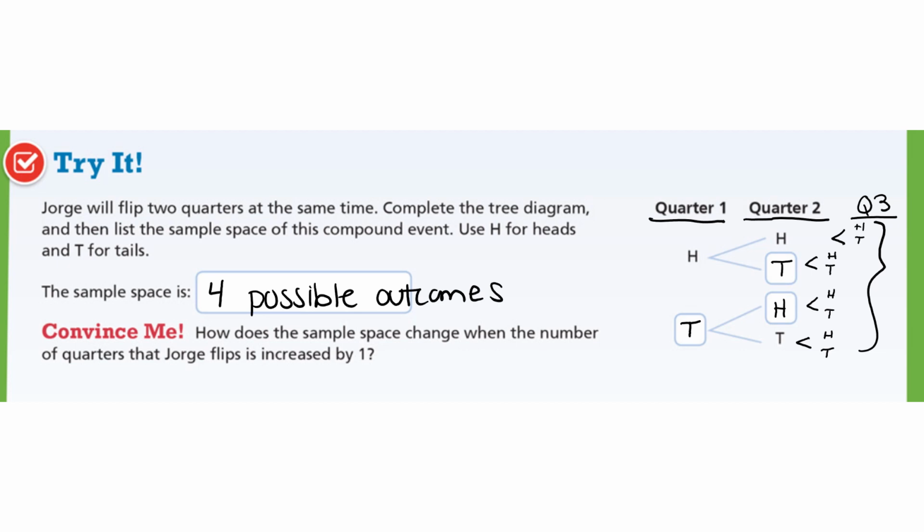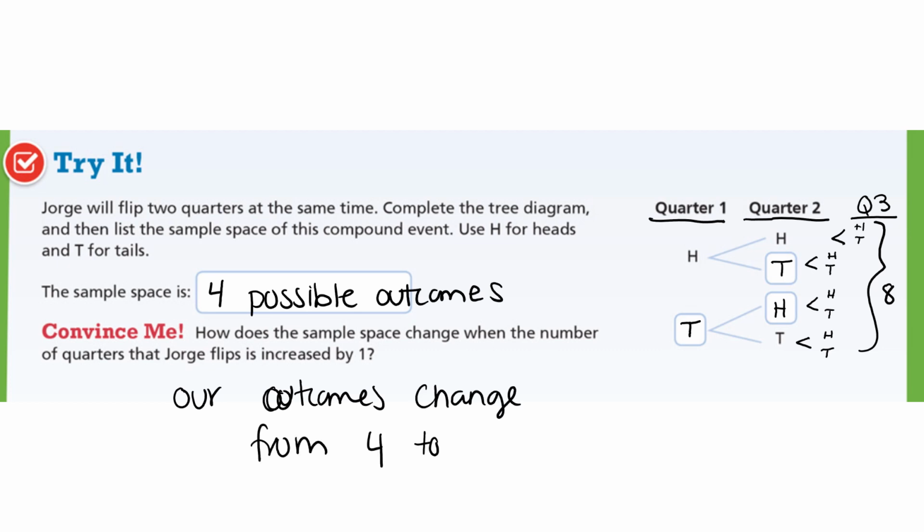8. Our outcomes change from 4 to 8 when you add another quarter.